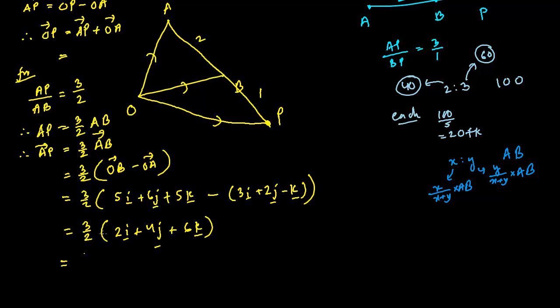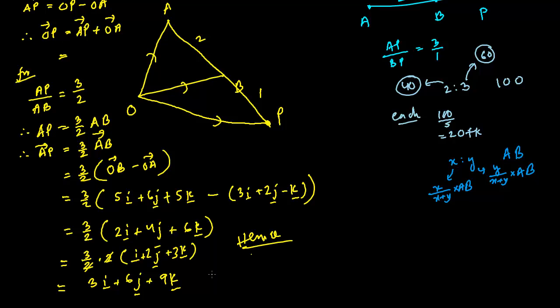Now what we can do is, we can take the 2 common, and it would turn out to be 3 by 2 into i plus 2j plus 3k. And this 2 and this 2 cancel. Now we can write AP equals 3i plus 3 2s are 6j plus 3 3s are 9k. So that is AP. Now we can put the value over here and find the position vector of OP.